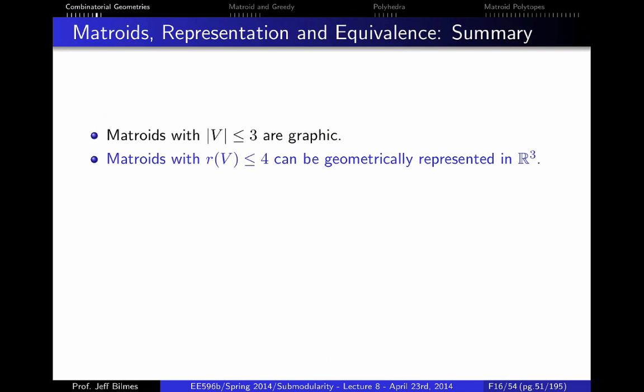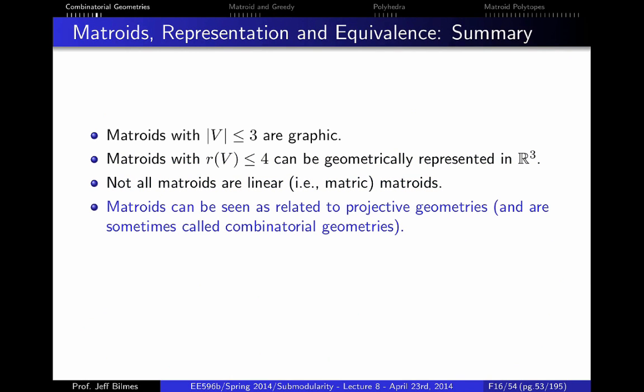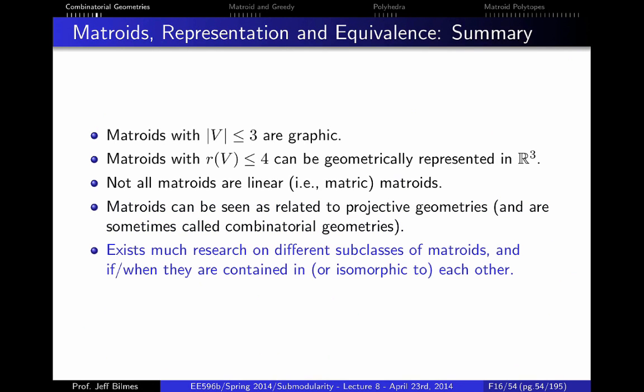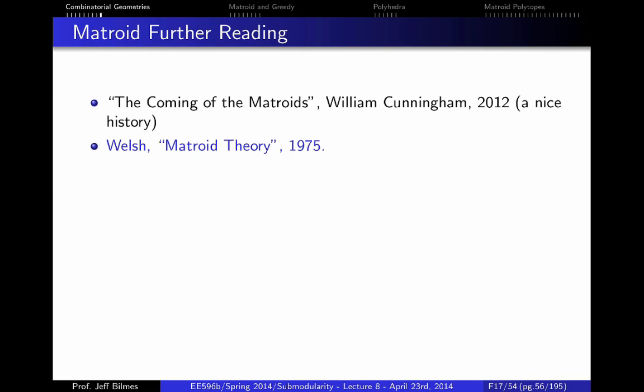Matroids with ground set size less than or equal to 3 are graphic. Matroids with rank less than or equal to 4 are geometrically represented. These are, in some sense, projective geometries represented in R3. Not all matroids are linear or matrix matroids. And matroids can be seen as projective geometries. A special case are combinatorial geometries, which are, in some sense, more general because they can do things that projective geometries can't. And I just want to give a little bit of history.